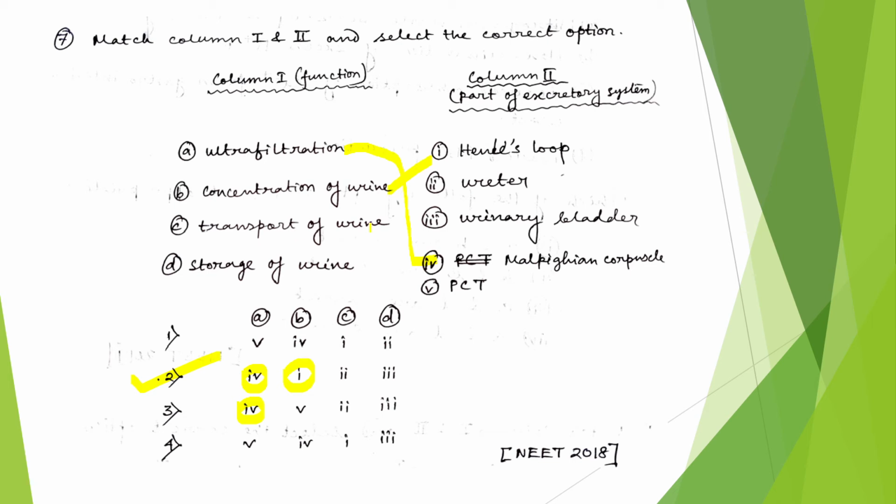Though you are now sure about the answer, let's see other options too. Transport of urine. Urine is transported through ureters, so C will match up with option 2. Storage of urine. Urine is stored in urinary bladder, so D will pair up with option 3. So the correct answer would be surely option 2.